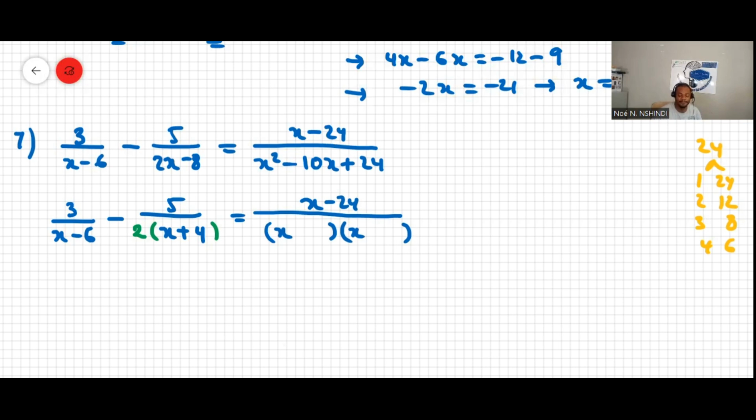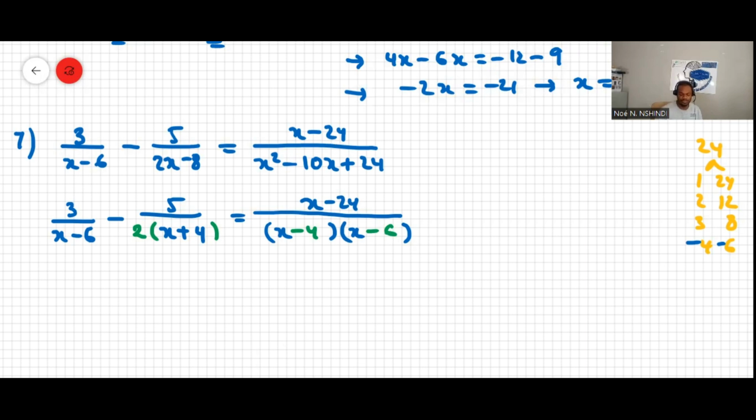I cannot take 2 and 12 because it won't make a product of positive 24. But instead over here, I can take negative 4 and negative 6 because the sum makes negative 10 and the product will be positive 24. So negative 4 here and then negative 6 there. Now, over here, then we need to find the common factors, okay?